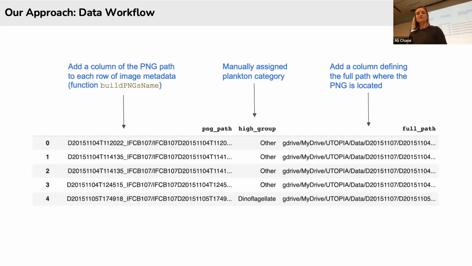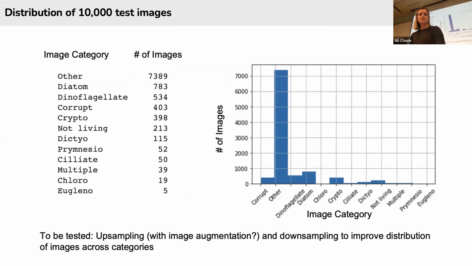So here's our very simplified 3-column data. We have the PNG path. This is just defined by a date time stamp of the folder from the IFCB sample and the image ID. The category: in this case, of these first 5 rows, 4 of them were identified as other, perhaps a label that could be improved. It's really unidentifiable cells, and 1 dinoflagellate. And then the full path of the PNG. These are 10,000 test images.